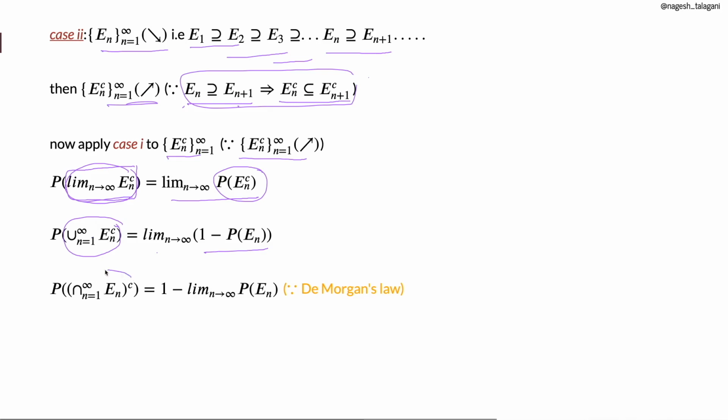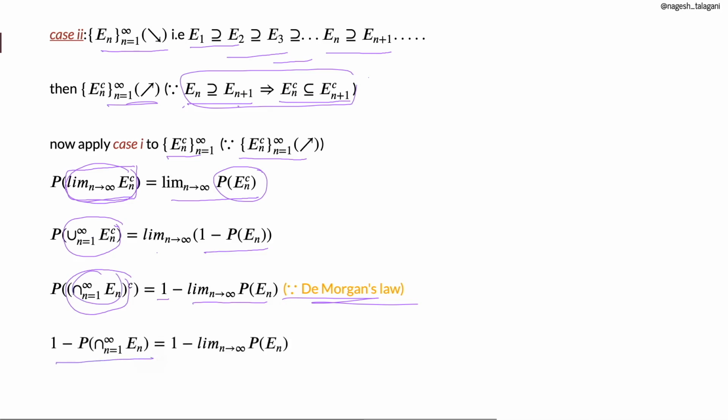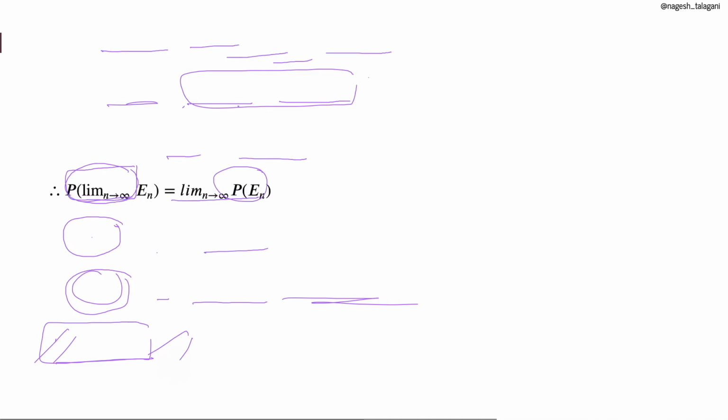Now using De Morgan laws, we can write this union n equal to 1 to infinity of En complement as the complement of the intersection n equal to 1 to infinity of En. Now, the limit of the constant sequence 1 minus the limit of this sequence is simply going to be 1 minus the limit of this. Again, the probability of the complement of this event is going to be 1 minus the probability of this event. That's why 1 minus the probability of the intersection n equal to 1 to infinity of En. Now this 1 cancels, minus cancels.